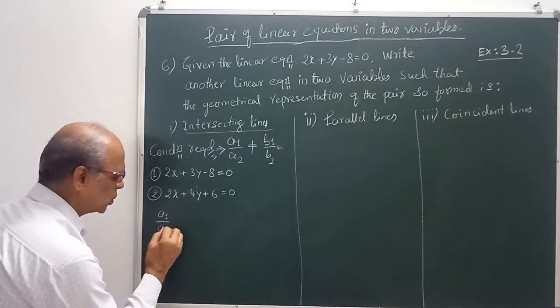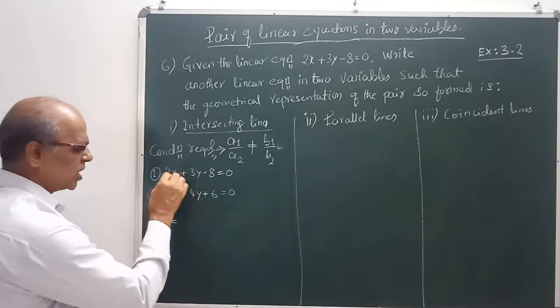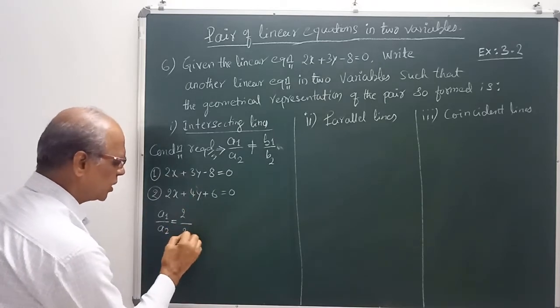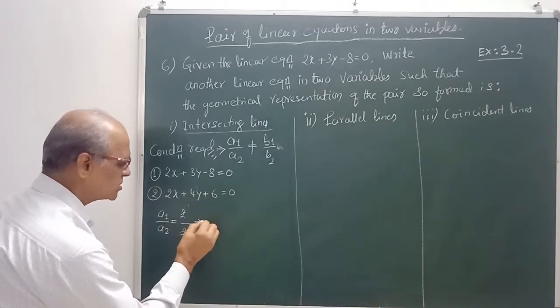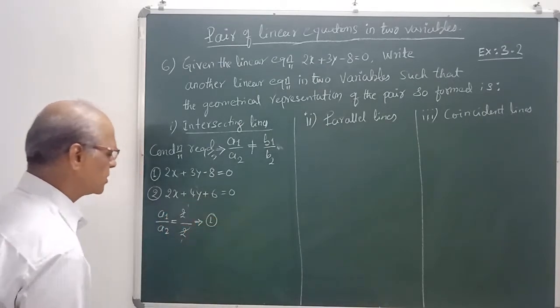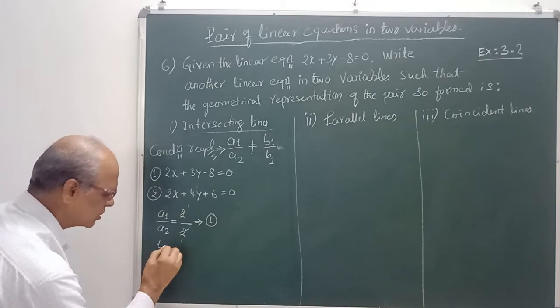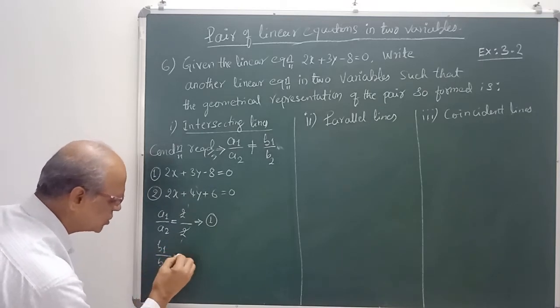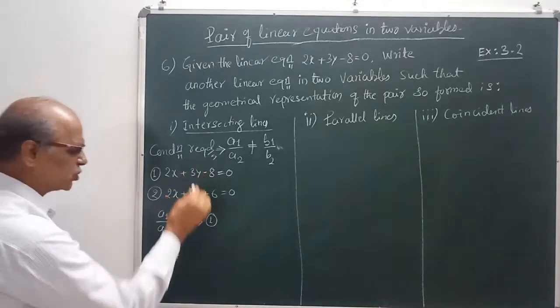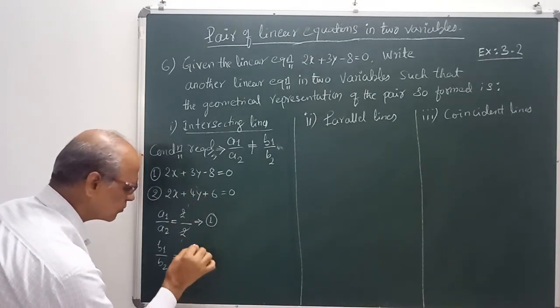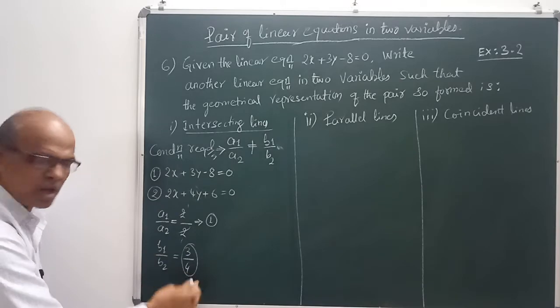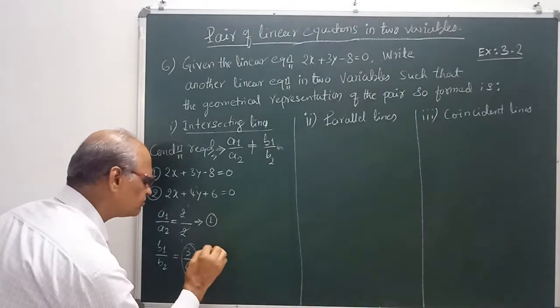Now you can check it. A1 by A2 is equal to, A1 is 2 and A2 also is 2. That means 2 ones are 2. What is this? Answer is 1. Let me check B1 by B2. B1 by B2 is equal to, what is B1? 3. What is B2? 4. Is it equal? No.